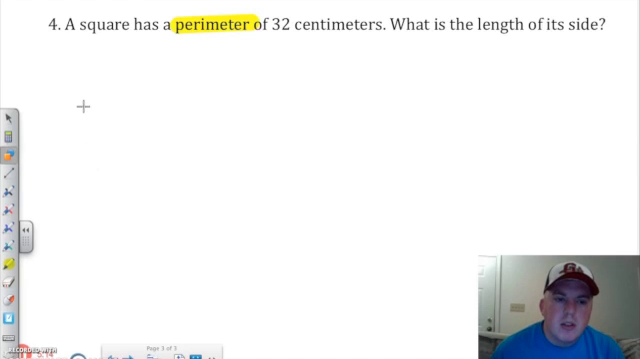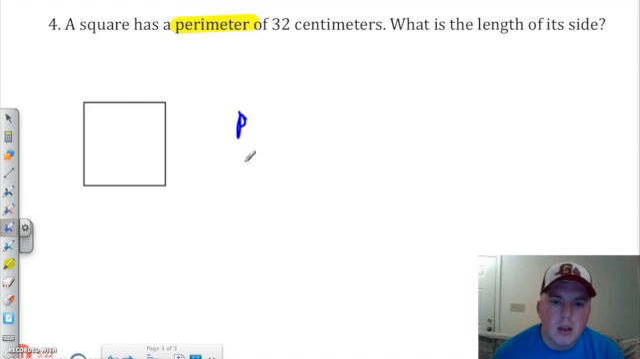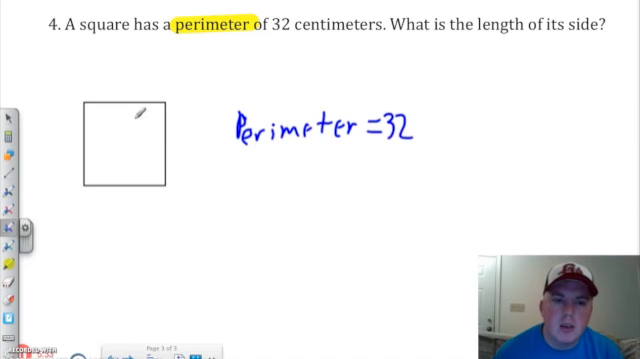So what I want to do first is just draw a picture to help you get started. So I'm just going to draw my square. Alright, and we know that the perimeter is 32 centimeters. Now if you remember, we dealt with perimeter in Unit 1. The perimeter is the distance around an object, so it's adding up all 4 sides together.